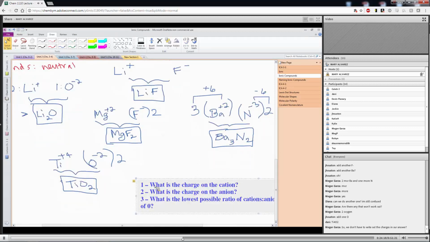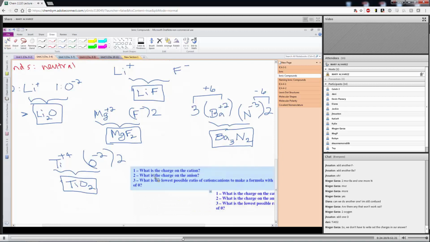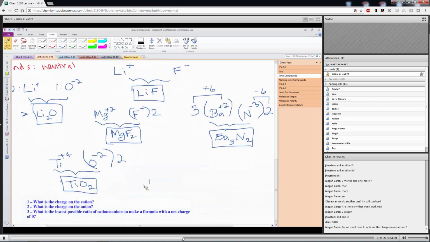Okay, number 1, what is the charge on the cation? Number 2, what is the charge on the anion? And then number 3, what is the lowest possible ratio of cations to anions to make the formula with a net charge of 0? I should clarify, a cation is an ion with a positive charge. An anion is an ion with a negative charge. You can remember which is which because the cation, that T, is a positive charge.